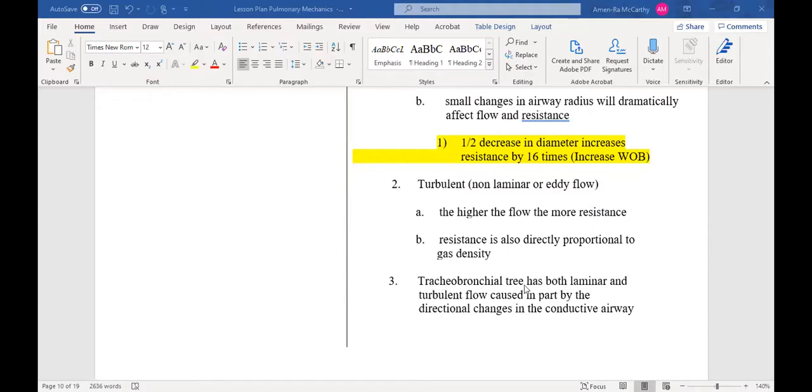Now, the tracheobronchial tree has both laminar and turbulent flow, caused by the directional changes in the conductive airway.